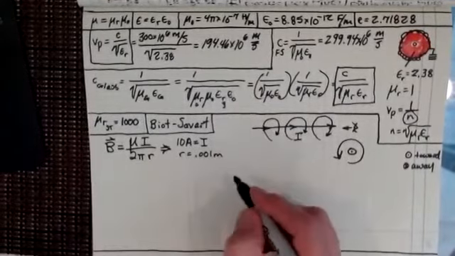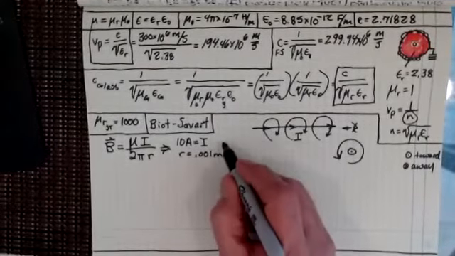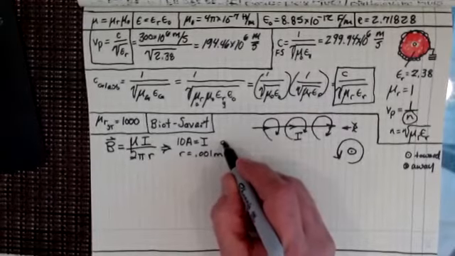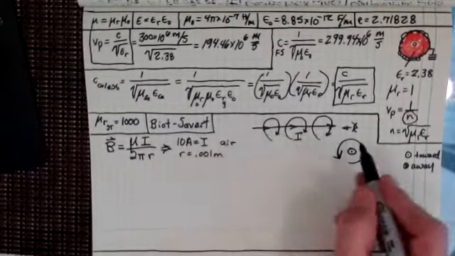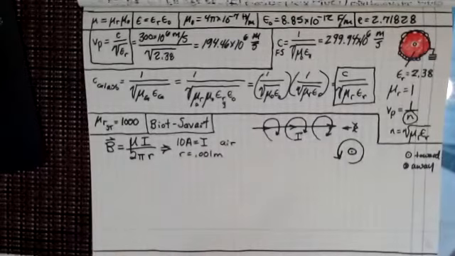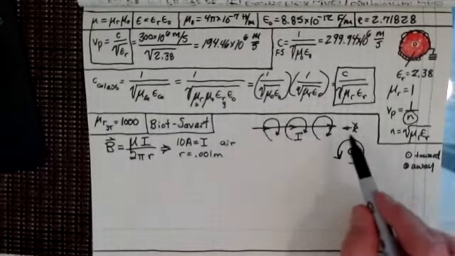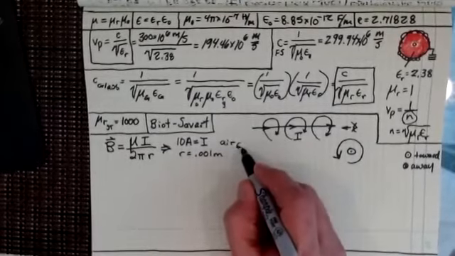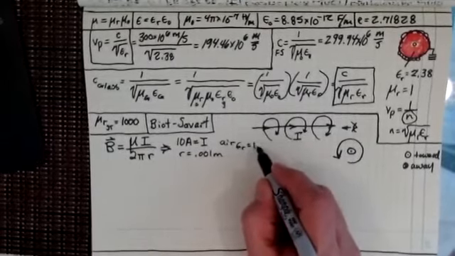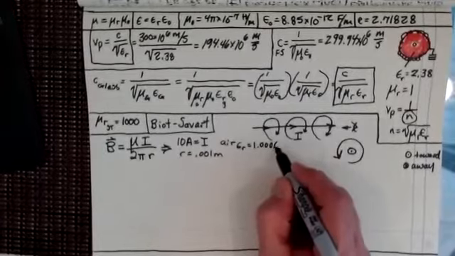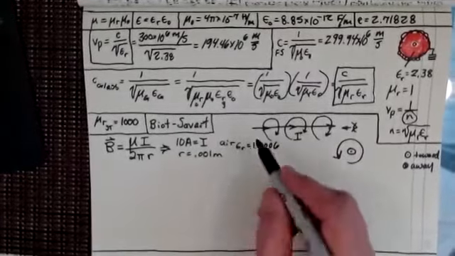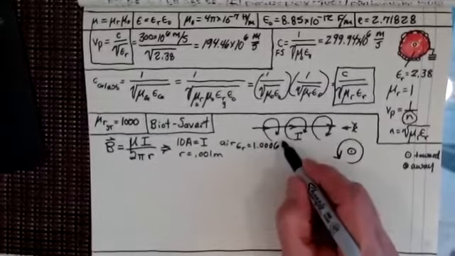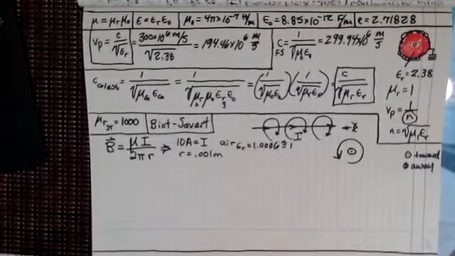And let's say that in the beginning it's a wire in air, so surrounding this wire is air. Right? Okay. So I've got air all around the wire, and I know that the relative permittivity of air is 1.0006, I think it is. I'm going to say that it's approximately equal to one, right?